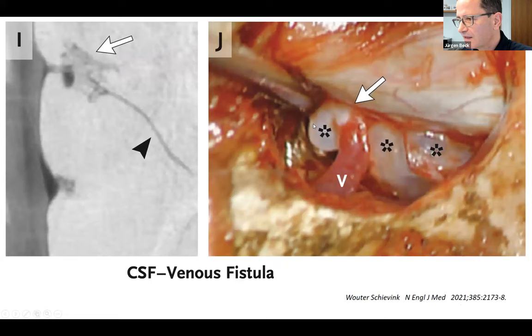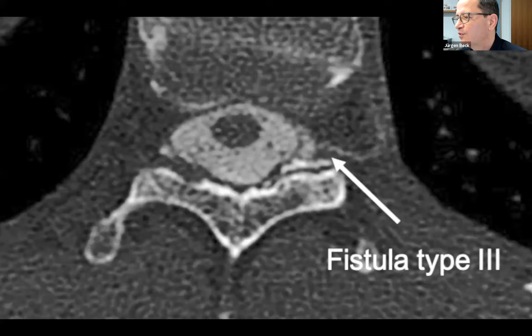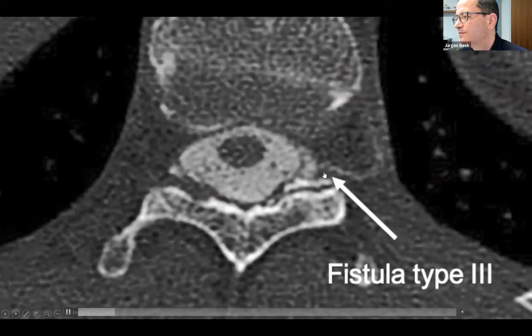This is another image from Wouter's publication in the New England Journal of Medicine. You see here, there is this CSF venous fistula where there is probably CSF in this space, and then the vein forms and drains the CSF into the venous system. Again, does this really exist? And how does this look during surgery? A short surgical video from a recent case, with a very nicely depicted CSF venous fistula by Niklas Lützen and Horst Urbach.